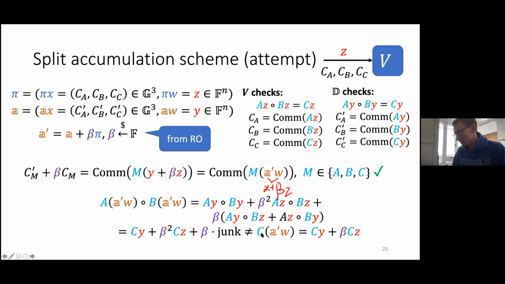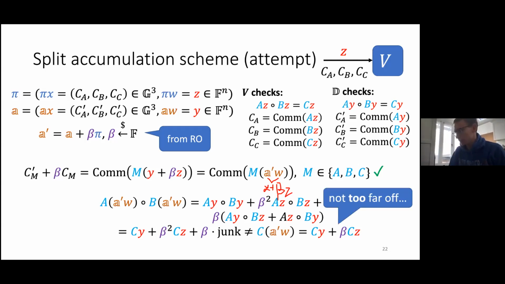But unfortunately, this isn't quite exactly what we got from the accumulation, right? What we got from the accumulation was C times the A prime witness, which is C times Y plus beta C times Z. So we're almost there. We would have liked the beta squared term here, and then we also have this junk term here. So this didn't quite work, but we're almost there, not too far off. So any questions regarding this? Or I guess you want to see the solution?